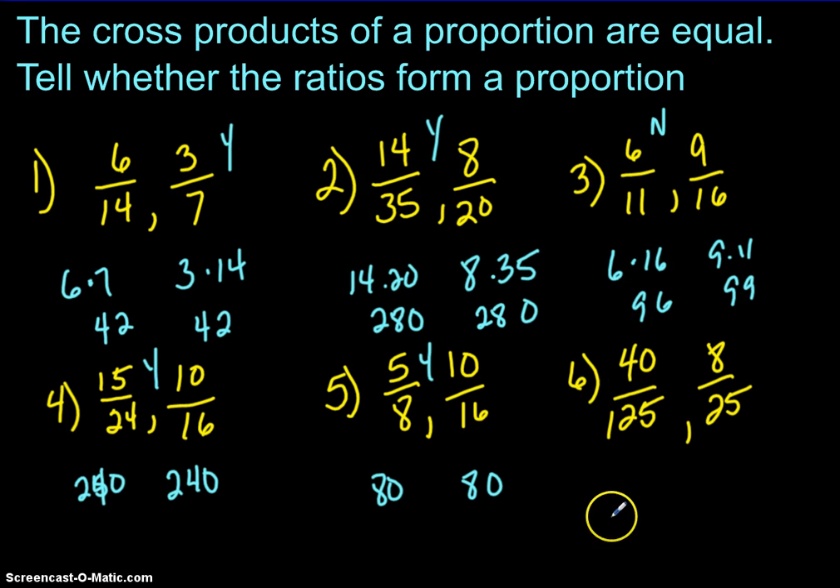Here I've got 40 times 25. That is going to be, okay, and then 8 times 25, that's going to be 40, 16, that's going to be 20, 8 times 28, 1,000 equals 1,000. Yes, this forms a proportion.